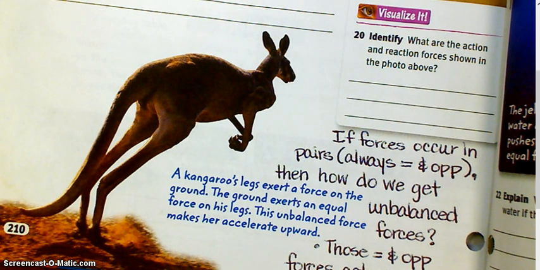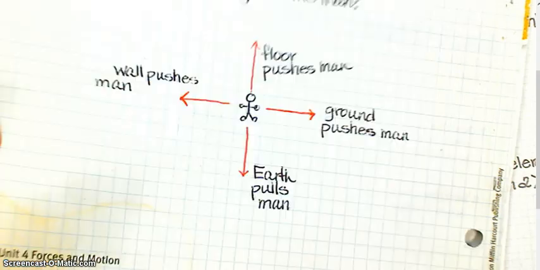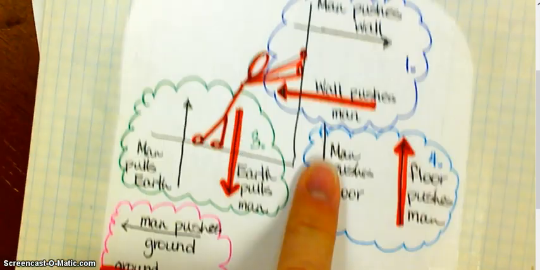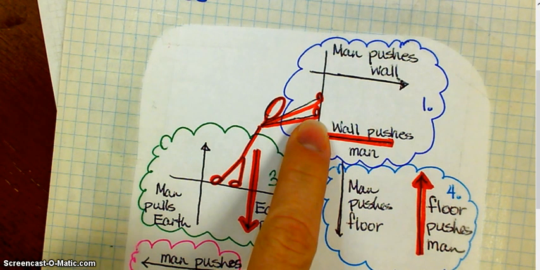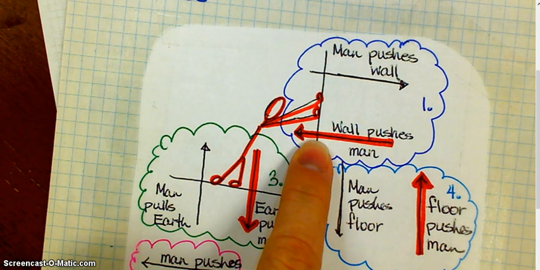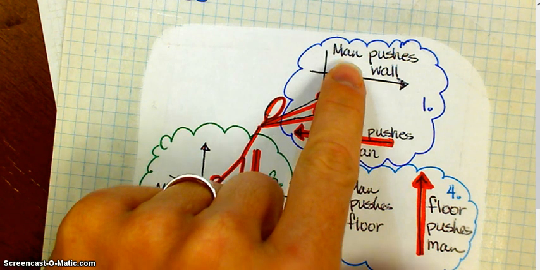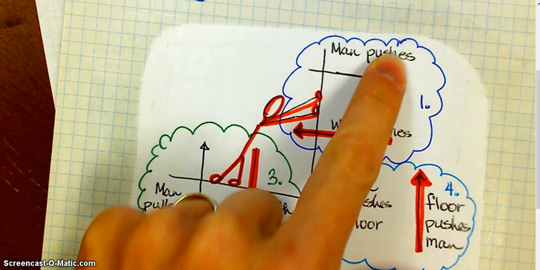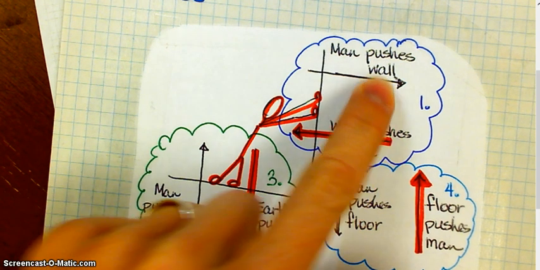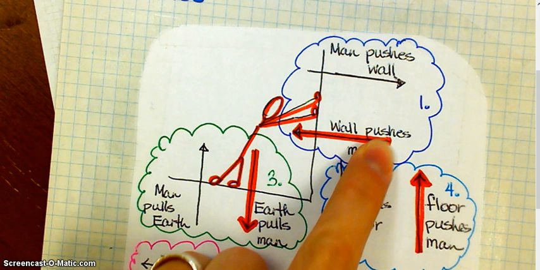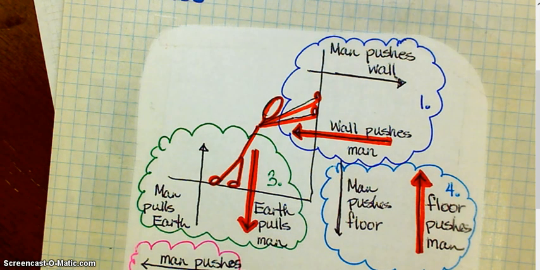For instance, if you've got a man pushing on a wall, like we've got here, okay? So a man pushes on the wall. Well, the wall actually pushes back on the man. So how would you state it? Well, object A pushes on object B. Then object B pushes back on object A. That's a force pair, okay?